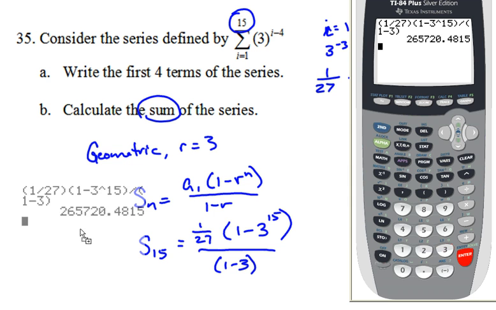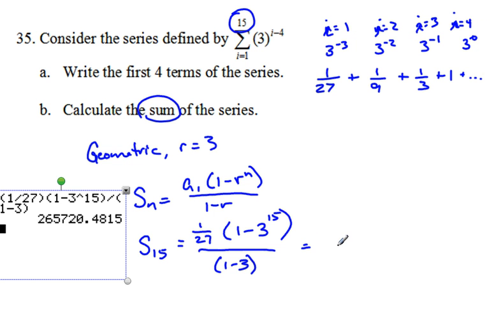There's our answer. I'm going to drag this over so I don't have to remember the number. 265,720, and I didn't say how to round, but I'm going to round to the places given to me on the calculator. So there we go. There's my sum of 15 terms.